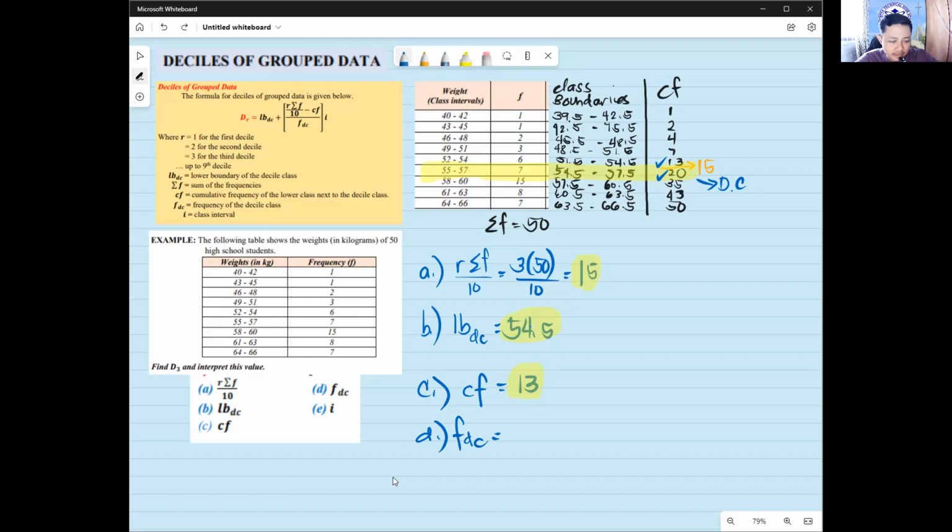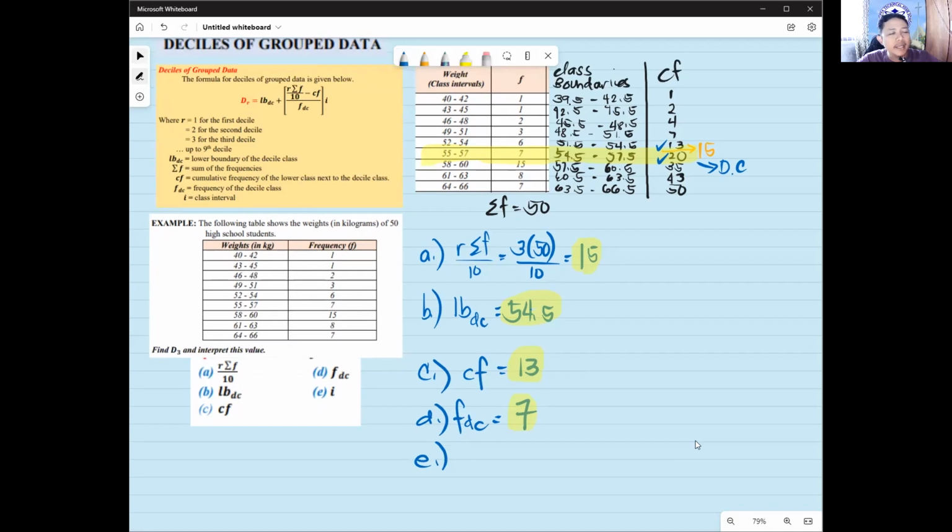So type the answer in the chat box, please. What is the frequency of your decile class? Very good. That's 7. 7 is the frequency of the decile class. And finally, for our letter E, the class interval, this is just easy. Para hindi na lang tayo paiba-iba ng data na ginagamit, let's just use our decile class. But actually, whichever class boundaries, it's just the same. We just need to subtract our decile class boundaries para mas madali na lang.